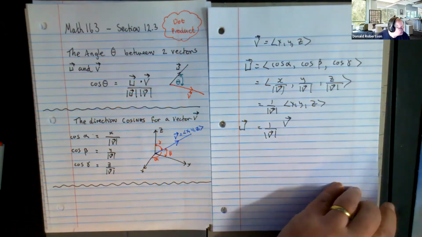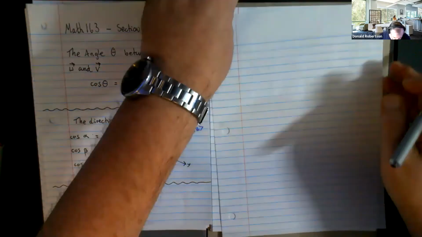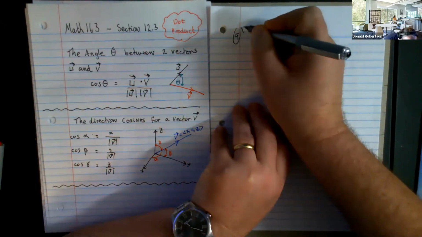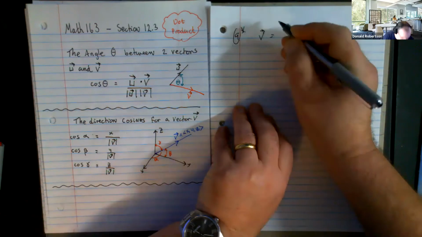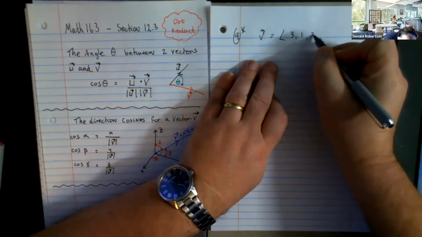So let me give you an example of calculating direction cosines. And this one is question 9, or at least like question 9. 3, 1, 2. That'll be my version.